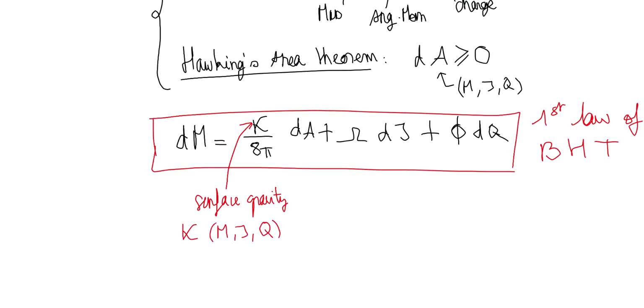This is the angular velocity, and this is the electric potential.